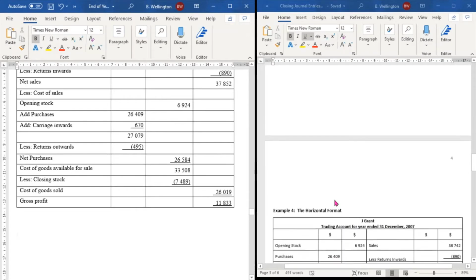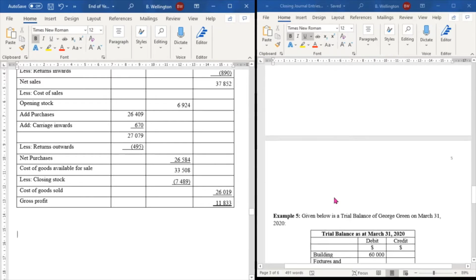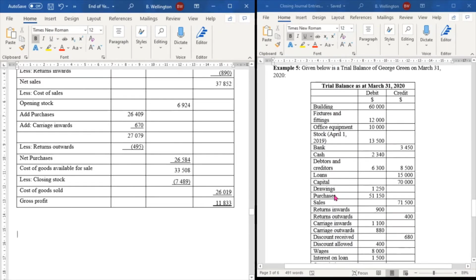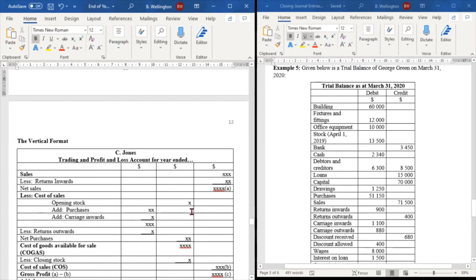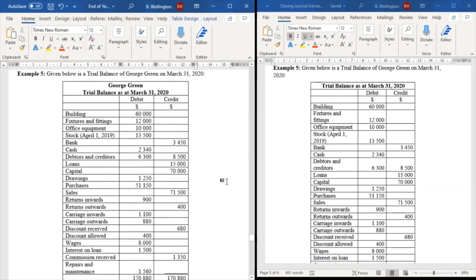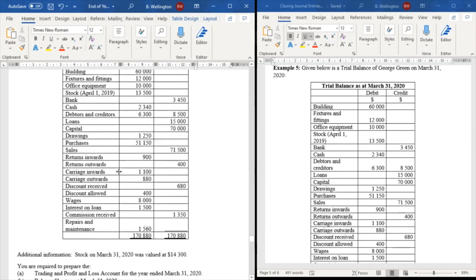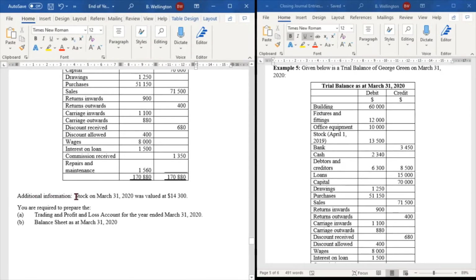Now let's do another example. Now this time we're given a trial balance. The example says, given below is a trial balance of George Green on March 31, 2020. And here we have a list, a trial balance with a debit column and a credit column. All right. Then we have some additional information.